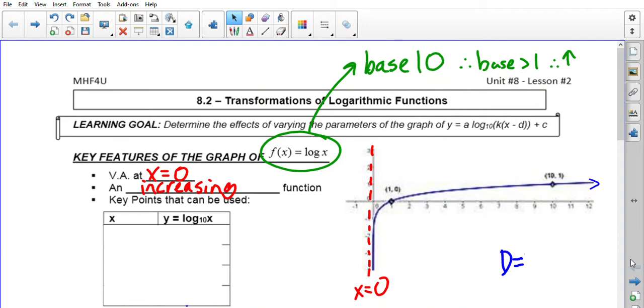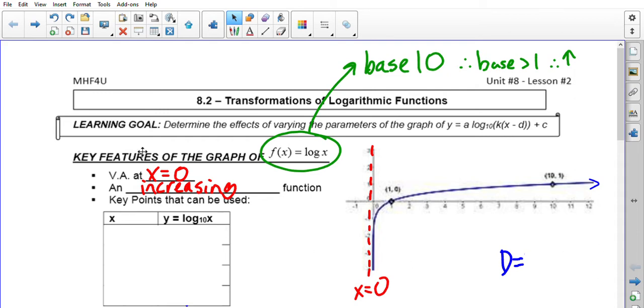Hello class, today we're going over Unit 8, Lesson 2. This is 8.2, Transformations of Log Functions. You're going to see this one's very brief today. That's because we've gone over transformations of parent functions so many times that I know you guys know this well. So we're just going to do a brief overview of what it's like to do with log.